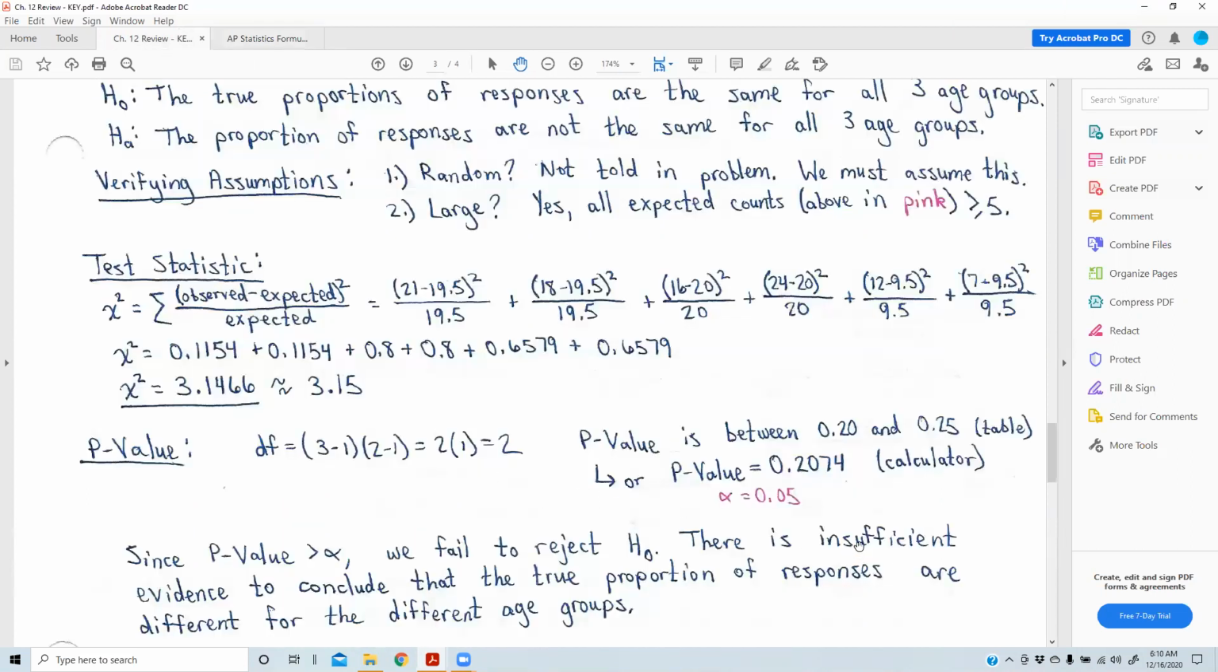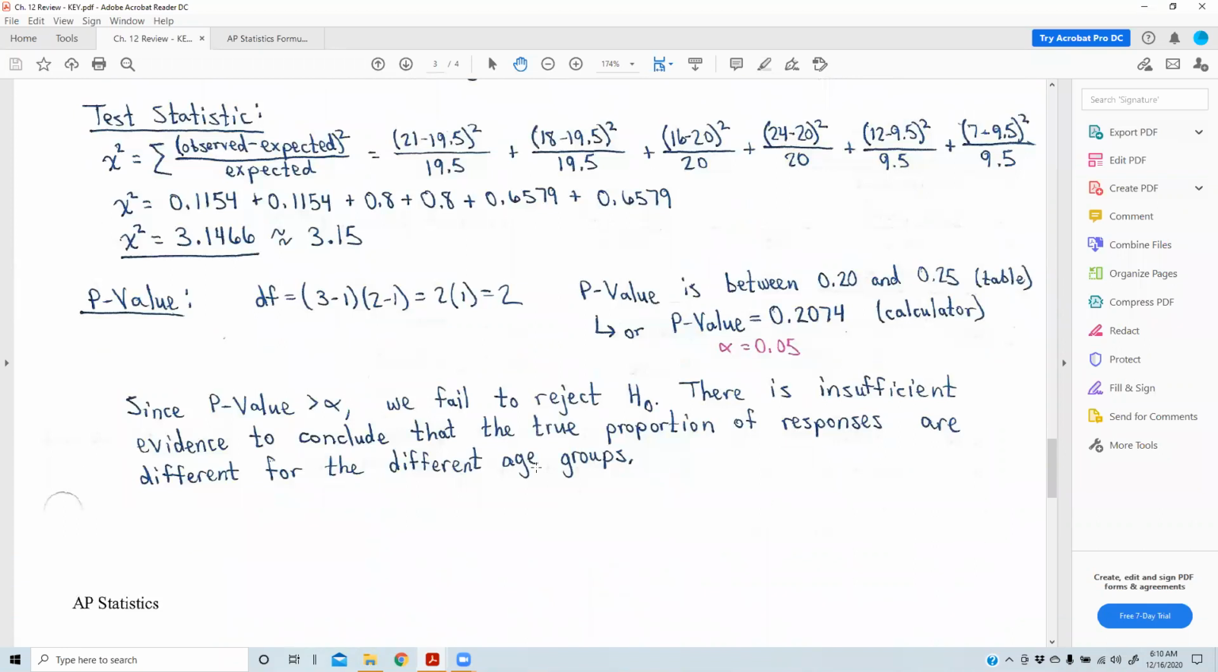If we do it in the calculator, the p-value comes out to be 0.2074. So since our alpha is 0.05, our p-value is greater than that, which means we failed to reject H0. So there's insufficient evidence to conclude that the true proportion of responses are different for the different age groups.